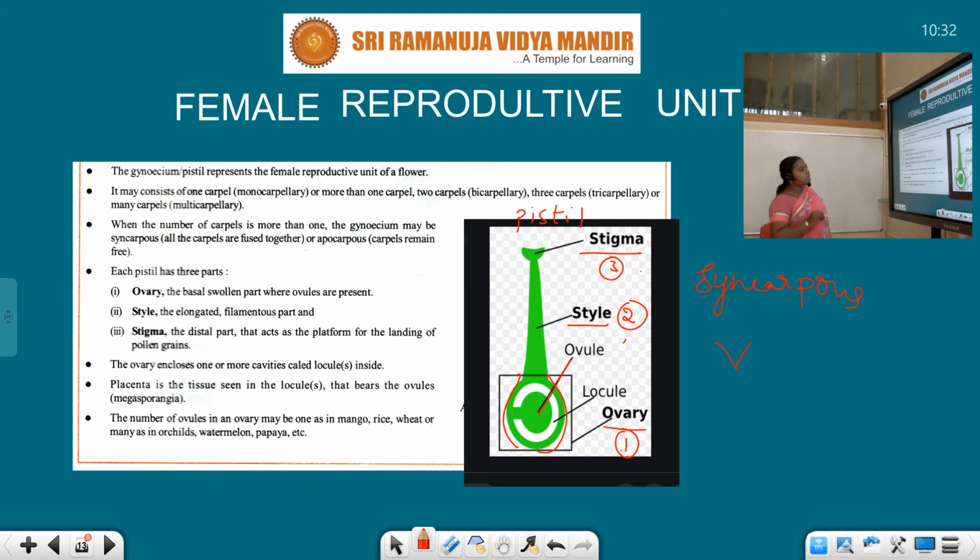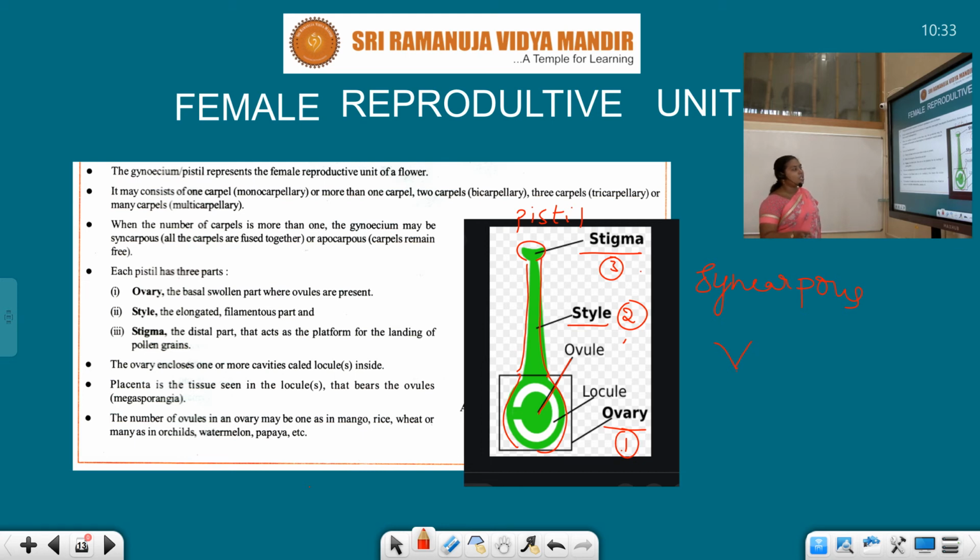And see the style, the elongated filamentous part. So the elongated filamentous part is called style. And the next one is stigma. It is the distal part, so it acts as a platform for the landing of the pollen grain. So we can say that the head portion of this pistil is nothing but the stigma, which acts as a landing platform for the pollen grains.